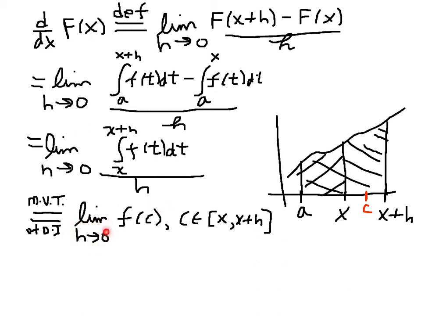As h goes to 0, that means x plus h is approaching x. So this is what's happening as h goes to 0. C is in between here. So as h goes to 0, it's pushing c closer and closer to x. And what that means is that this limit is equal to f of x. And that, my friends, is one of those big deals.